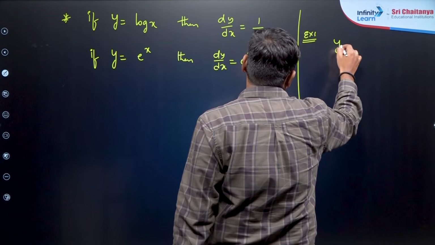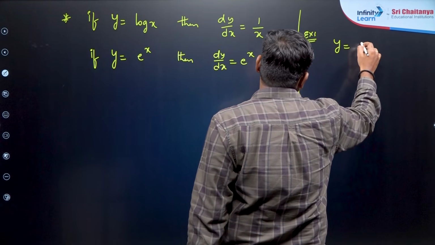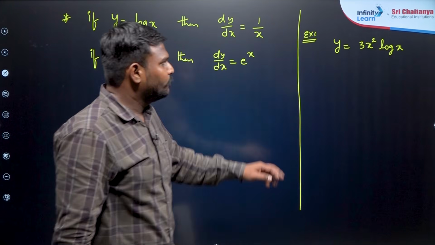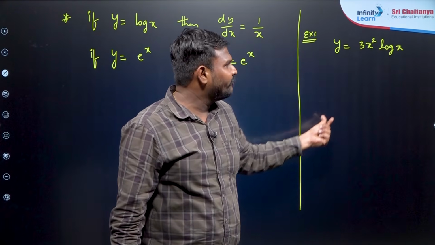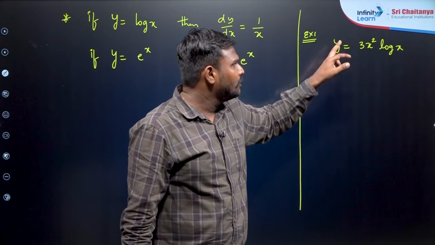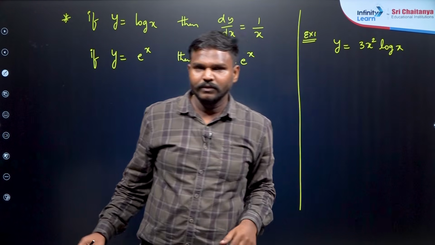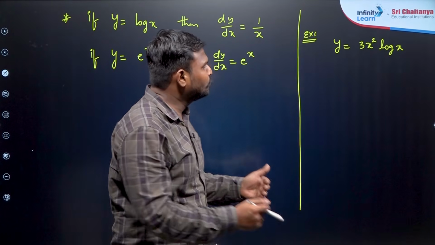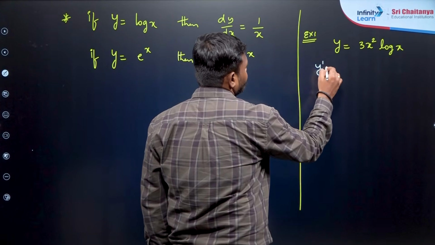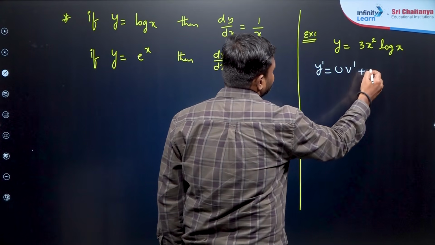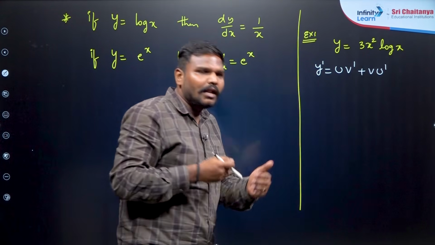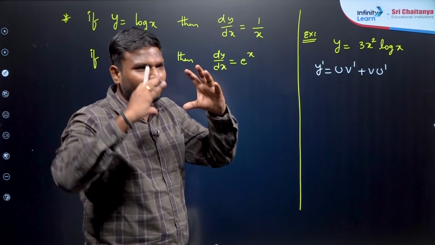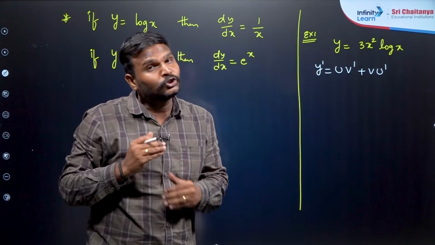Let us say they have given y is equal to 3x square into log x. So you can see 3x square is an algebraic function, log x is a logarithmic function. It is in the form of u into v. So what can we write? u v dash plus v u dash. Now as you are learning differentiation, we need to look at the number of steps we are taking, we have to reduce slowly.